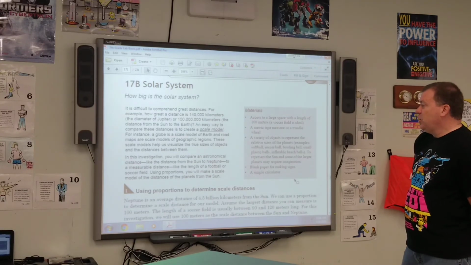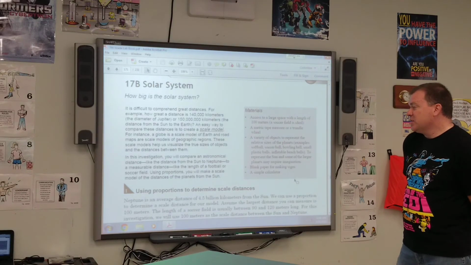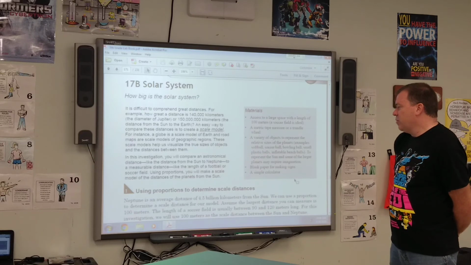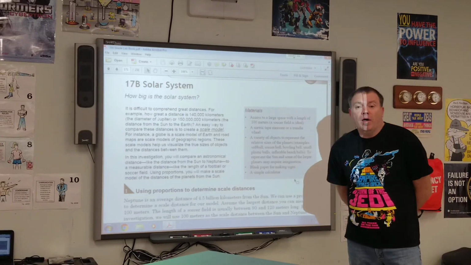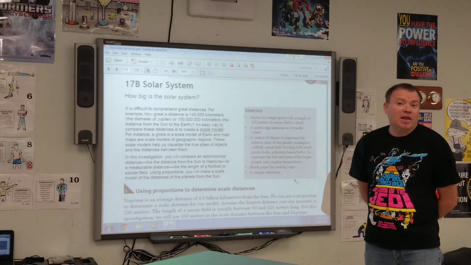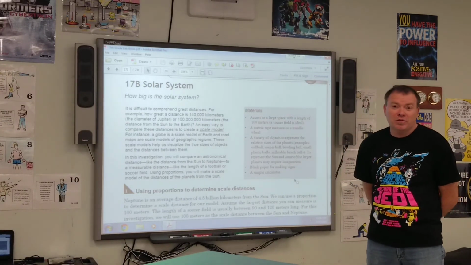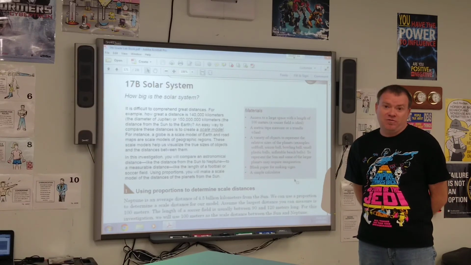In this investigation, you will compare an astronomical distance, like the distance from the sun to Neptune, to a measurable distance, like the distance of a football or soccer field. Using proportions, you'll make a scale model of the distances of the planets to the sun. So I know on Tuesday and Wednesday I had you work on making your own model of the solar system. This is going to be similar except for one major restriction. That is, we have a fixed distance we have to make the entire solar system fit in.